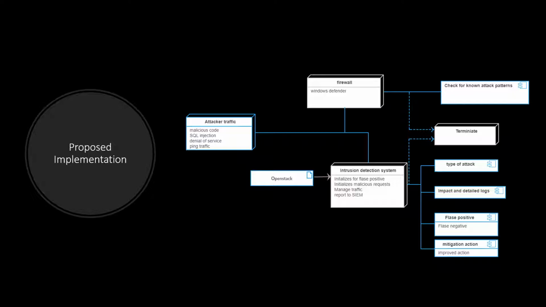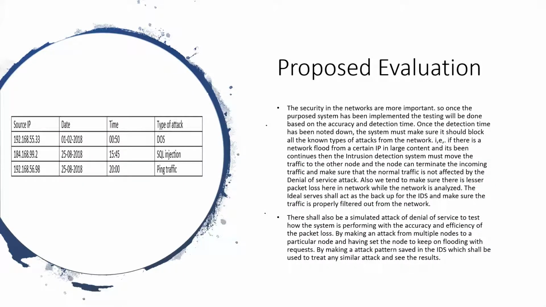Moving on to the proposed evaluation, how we are going to evaluate the research. In any organization, security in the network is the most important thing. The main aim here is to make sure the false positive rate is lower than that of the actual systems in the present environment. Once the proposed system has been implemented, testing will be done based on the accuracy and the detection rate. Once the detection rate has been noted down, a log file will be created like the table on the left-hand side, which shows the source IP, date, time and type of attack.